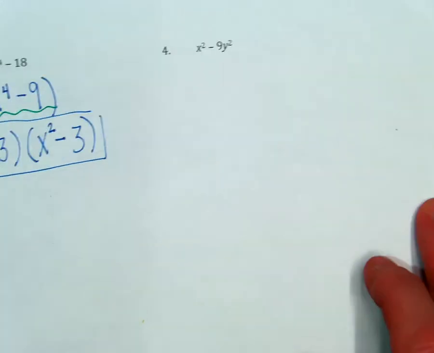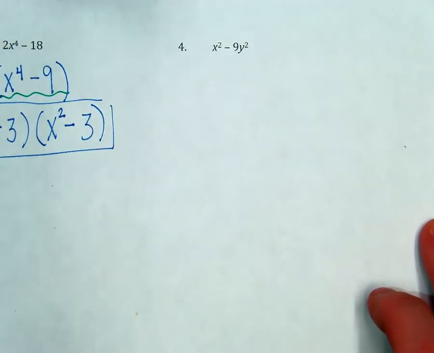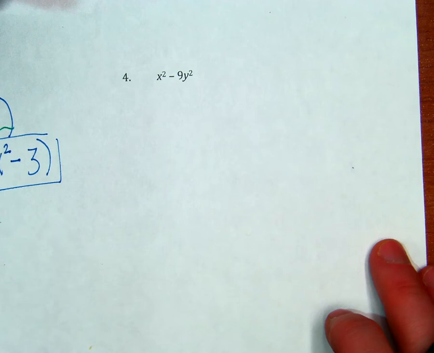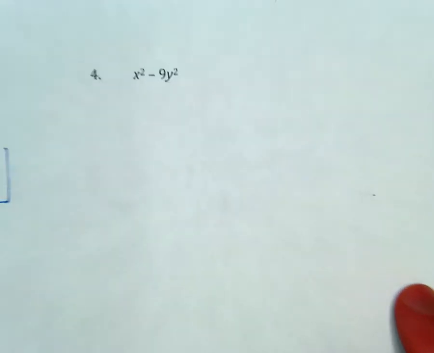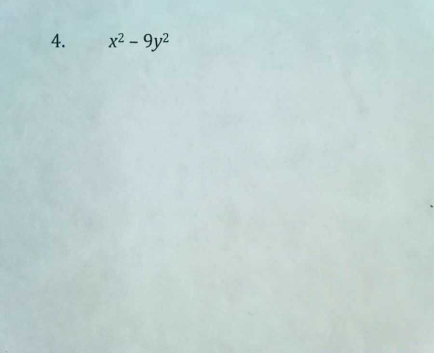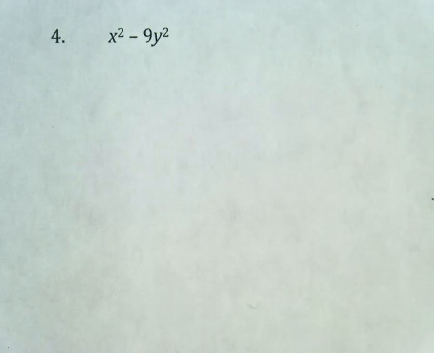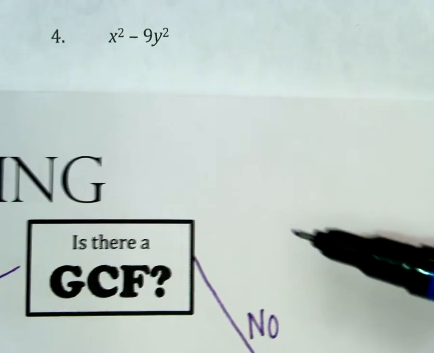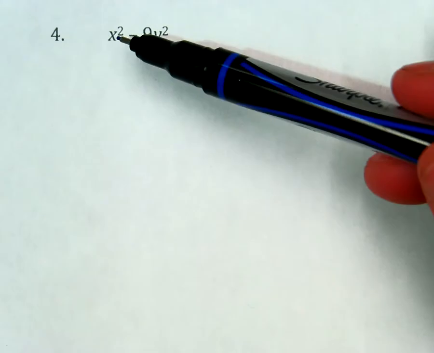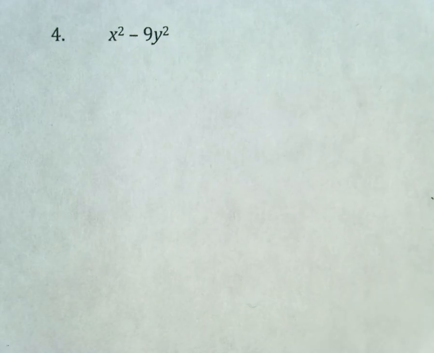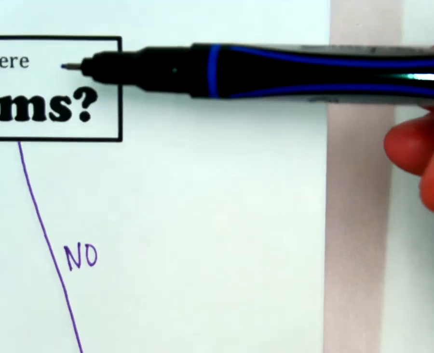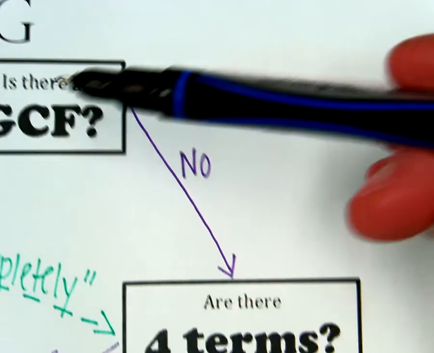One more to go, guys. Number 4, if you take a look, you've got x squared minus 9y squared. And so if you take a look here, they don't have a GCF if you think about the top of your flow chart. There's not a GCF because x squared and y squared, they're not the same letter. So I can't take any x's or y's out. They don't share any. So if I go down the no arrow here from GCF, no.